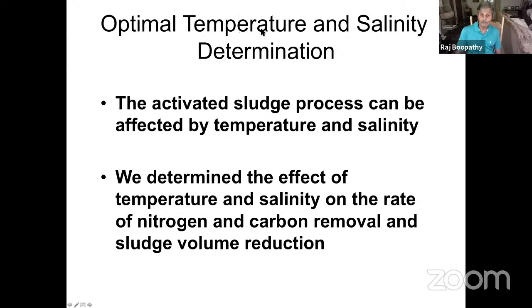And then we have temperature. Some shrimp farms are in the southern part, which is high temperature. Some of them are in the northern part. So we want to make sure our SBR works in different conditions.